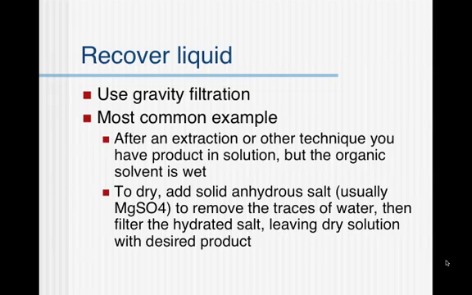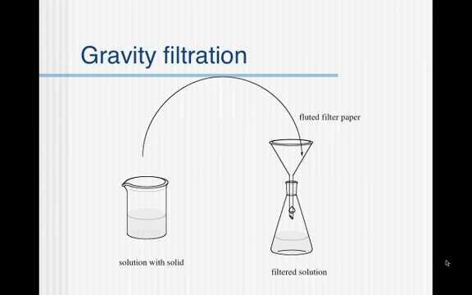The most typical way to dry a solution is to add an anhydrous salt, most commonly magnesium sulfate, to remove the traces of water, and then you filter the hydrated salt, leaving behind the dry solution with the desired product in it. And so in gravity filtration, you'll have your vessel solution with a solid in it. You're going to pour it into a funnel. Into the funnel is going to be fluted filter paper, so that by gravity the solution will drain into the receiver flask, and then you'll have the solution with the solid gone, and in the case of magnesium sulfate, with also the water removed.